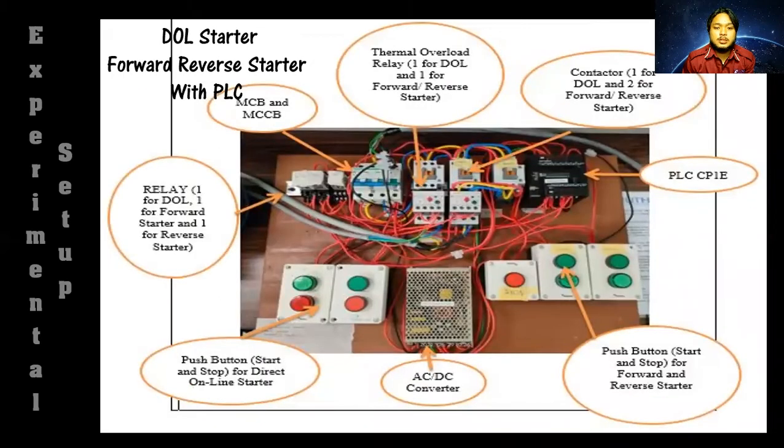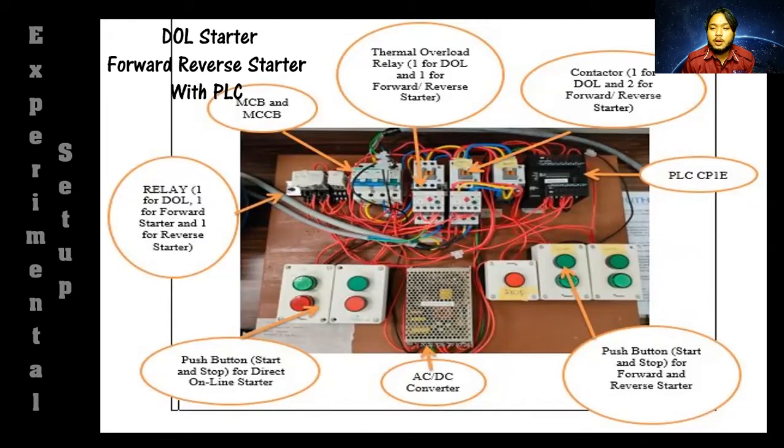This is the DOL starter and forward reverse starter with PLC. We combine our circuits together. Firstly we have MCB and MCCB, with the same function. Then we have the TOR, thermal overload relay. We have two TORs, one for DOL and one for the forward and reverse starter. Then we have three contactors, one for DOL and two for forward and reverse, one for forward and one for reverse.